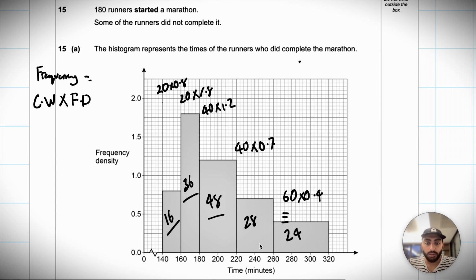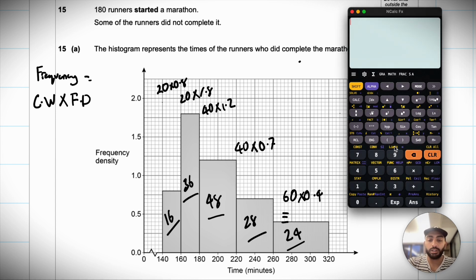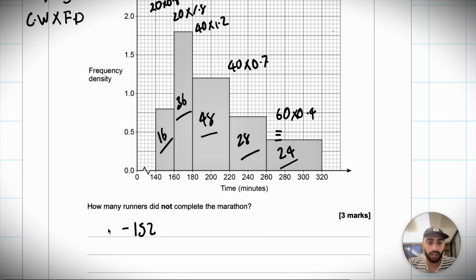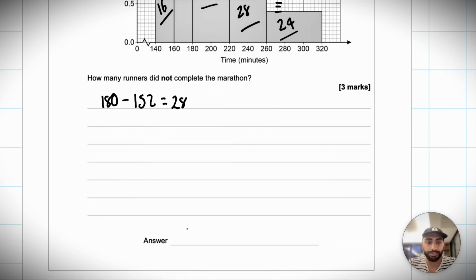If I add up all of these numbers, I find out the total amount of people that actually completed the marathon. So I'm doing 16 plus 36 add 48 add 28 add 24. That tells me 152 completed the marathon. 152 is away from the 180 people that started the marathon. So 180 take away 152, which gives me 28.